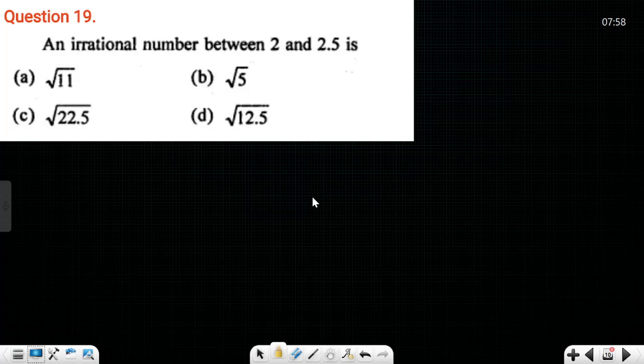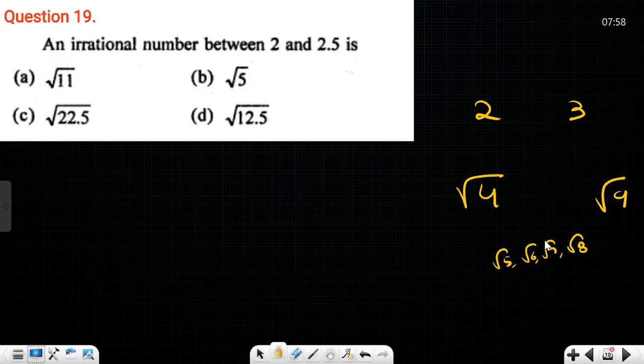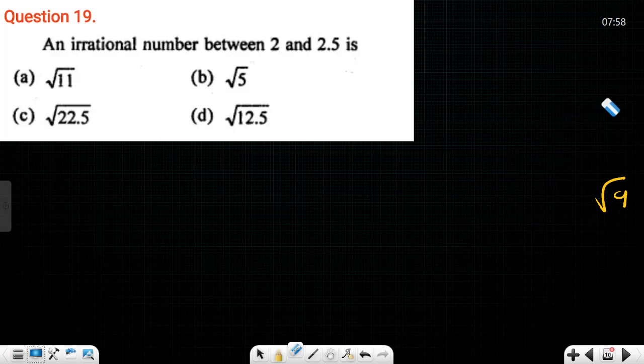Now, going ahead, question number 19. An irrational number between 2 and 2.5. In the previous classes also I told you, find an irrational number between 2 and 3. Then what we have done: 2 can be written as root 4, 3 can be written as root 9. Therefore, root 5, root 6, root 7, root 8, these are all irrational numbers between 2 and 3. These will lie exactly in between. In a similar way, we are going to use this one also.